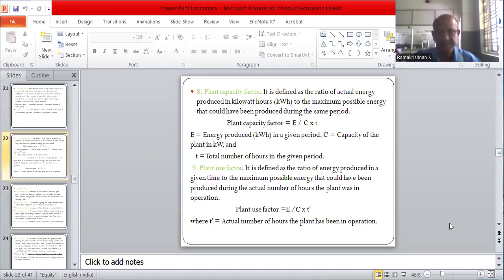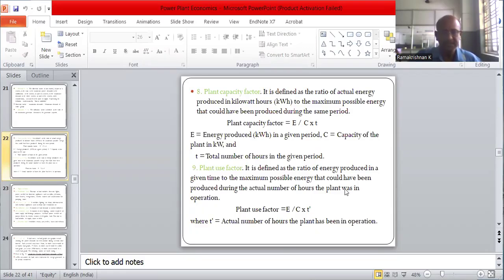Here, T indicates the total number of hours in the given period. It includes also the off time, when the plant is not in operation. So whatever may be the condition, whether it is working or not, it includes total hours for the given period. So it is a ratio of the actual energy generated to the maximum possible energy that could have been generated.